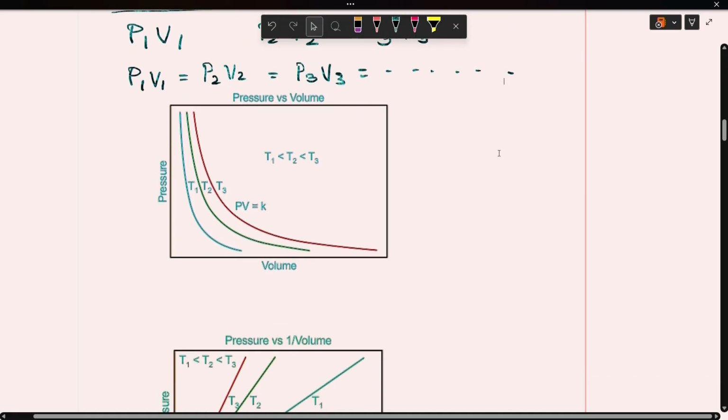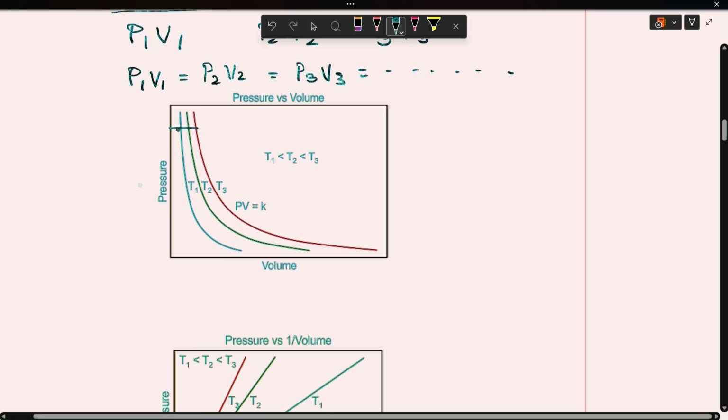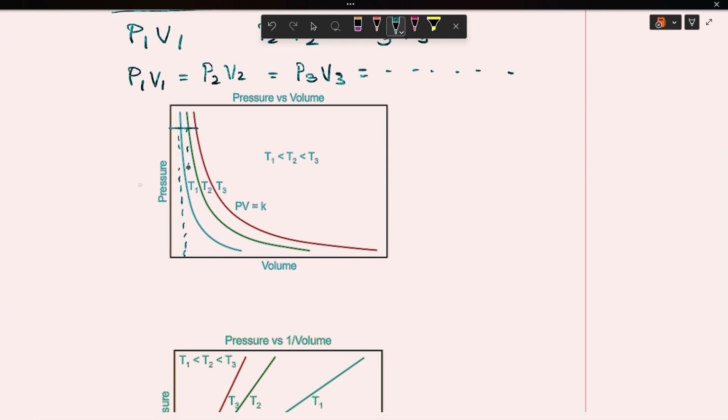Now, here we have a plot of pressure versus volume, and here you can see that pressure and volume are plotted at temperatures T1, T2 and T3, where T1 is lower than T2, which is in turn lower than T3. T3 is the highest temperature, and you can say that it is inversely proportional, and you can see that as pressure increases, what is happening to the volume? Volume is decreasing. See, here we have a very high pressure. These are the corresponding volumes in each case.